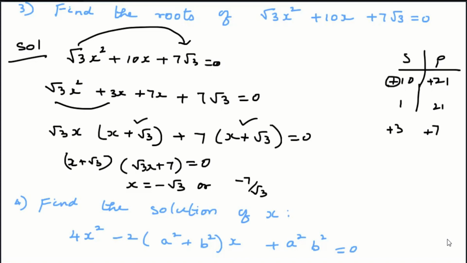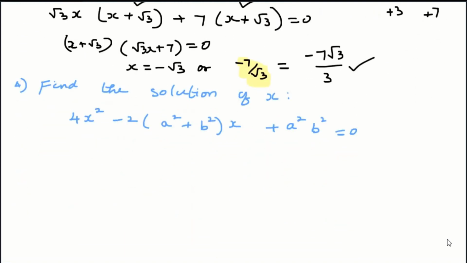Either you can leave the answer as such or rationalize the denominator and write the answer as minus 7 root 3 by 3. This is also correct. Either way you leave the answer, but normally if you express in standard form like this, it will be well and good. Now we'll move on to the next sum.